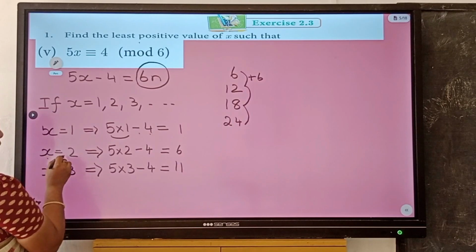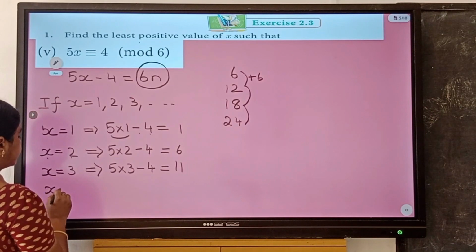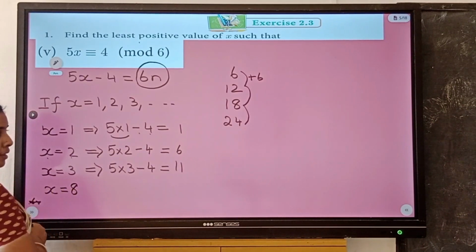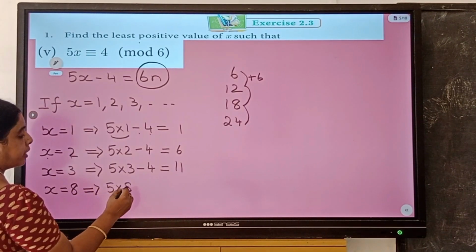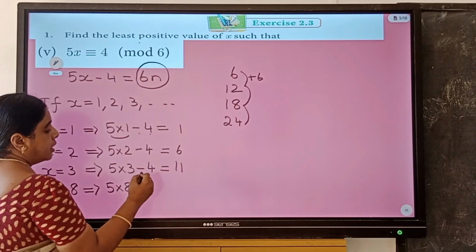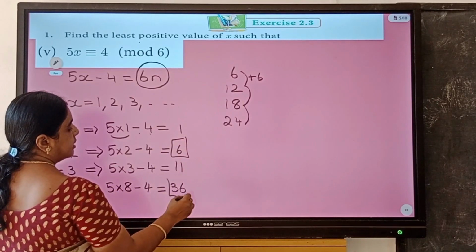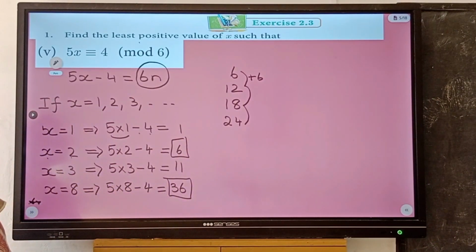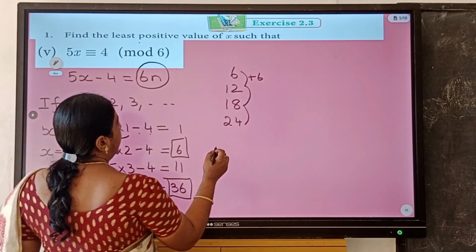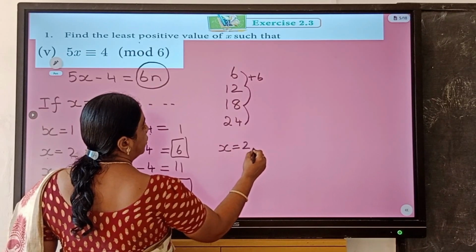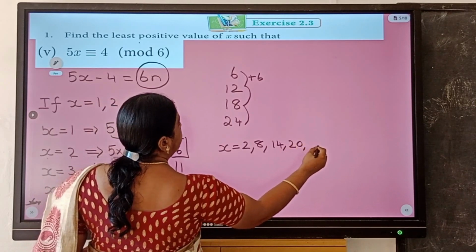So when I take my x value to be 2, the next number surely is going to be x is equal to 8. So when x is 8, you can see 5 into 8 is 40. 40 minus 4 is 36. So 6, 36 are all the numbers which are multiples of 6. So the x values over here will be 2, 8, 14, 20 and it goes up.